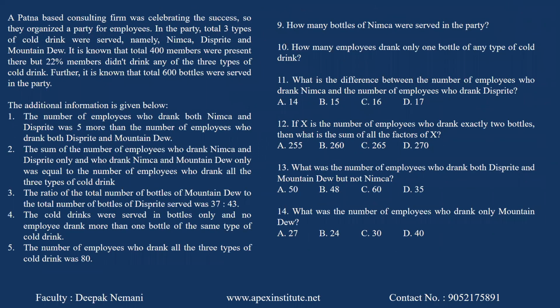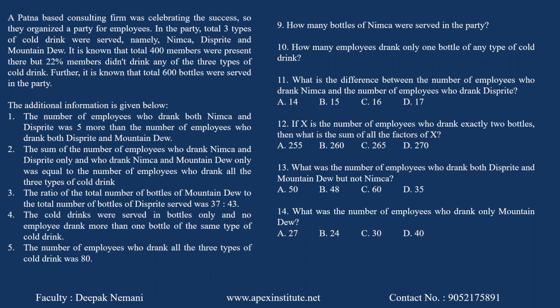Now, a partner-based consulting firm was celebrating their success, so they organized a party for employees. In the party, a total of 3 types of cool drinks were served, namely Nimca, Sprite, and Mountain Dew. It is known that a total of 400 members were present, but 22 members didn't drink any of these 3 types of cool drinks. It is also known that 600 bottles were served in the party. So this tells me that this is a 3-set Venn diagram.